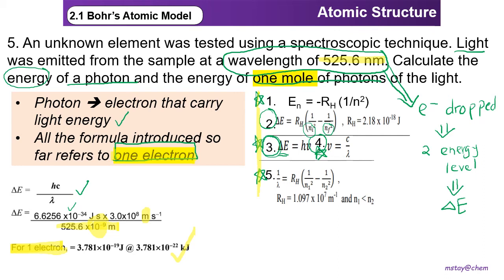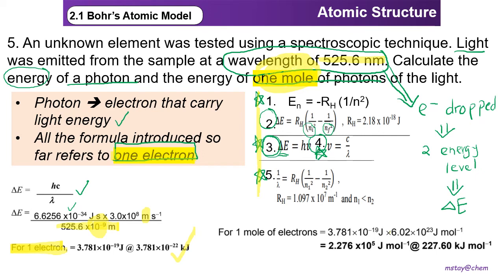Okay, but another part of the question asks us to determine one mole of photons. One mole of photons consists of 6.02 exponent 23. So that's why we multiply by 6.02 exponent 23. It will be either in the unit of joule per mole, or kilojoule per mole. Between joule per mole and kilojoule per mole, we prefer kilojoule per mole, because later we will learn about one definition that mentions we need to always keep in kilojoule per mole.